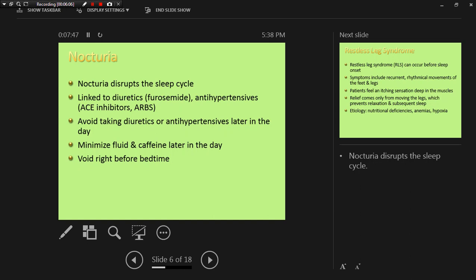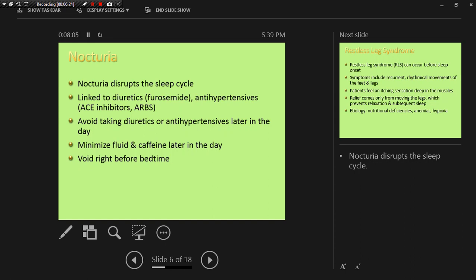So these patients, it's going to interrupt their various stages. If they're in REM sleep, we know that needs to be somewhere around 90 minutes. If they're waking up through it, they're not getting the quality that they need. So it could be linked to medical problems like heart failure.